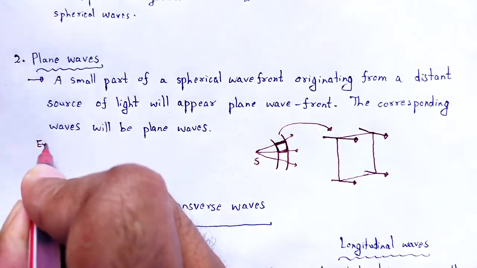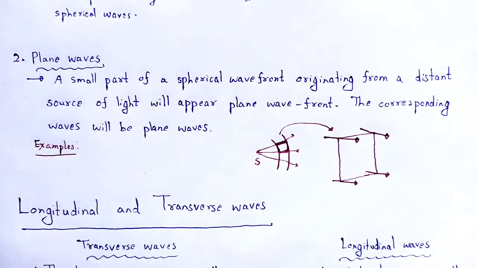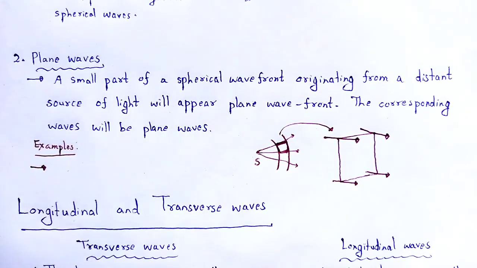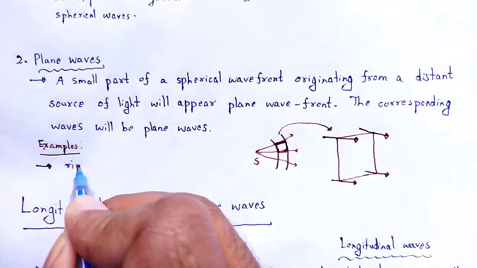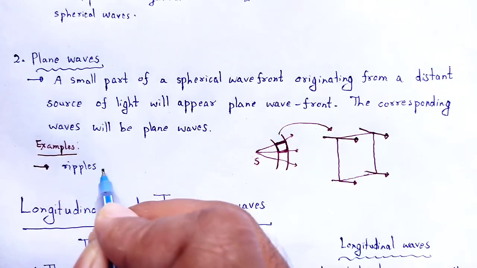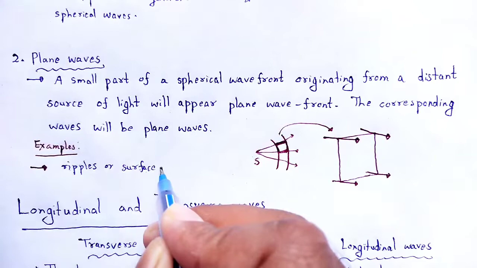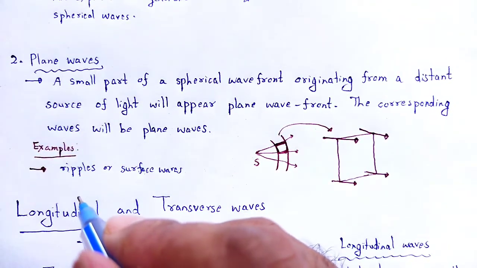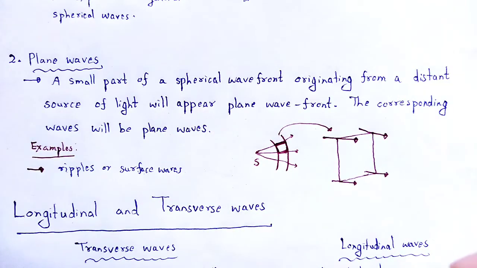And examples of plane waves: the ripples or surface waves are examples of plane waves. Ripples, as we see in the case of ponds or any kind of water reservoir.